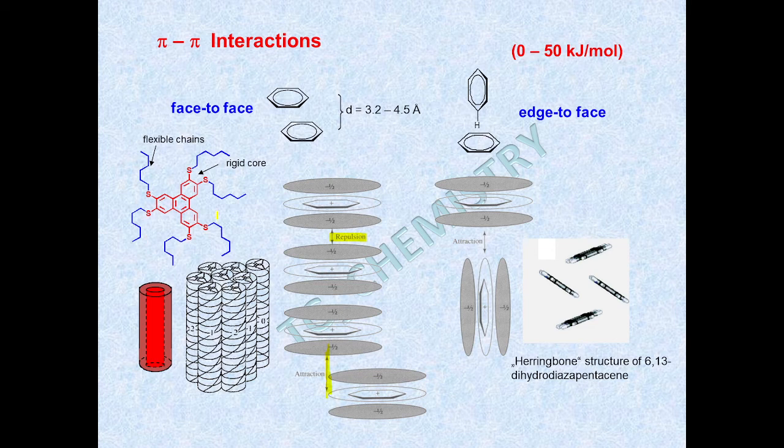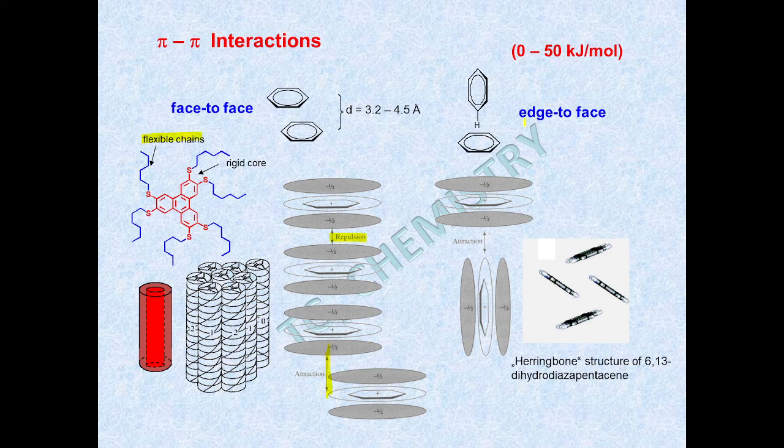A molecular representation shows here where the internal aromatic core acts as a rigid core, whereas the alkyl sulfur chain, which is the flexible chain in the molecular structure, shows the flexibility in the molecule, and that is an example of the face-to-face interaction within the molecular structure.